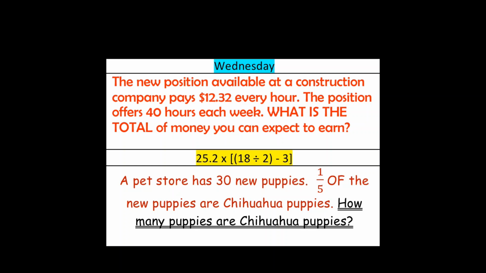The order of operations is 25.2 times bracket, parentheses 18 divided by 2, parentheses minus 3, bracket. The fraction says a pet store has 30 new puppies. That's a group of puppies, guys, and 1/5 of the new puppies are Chihuahua puppies. How many puppies are Chihuahua puppies? In order to find out how many, you gotta find what is the part of the group. Look back to your notes and to the things that we talked about in this video to find out how I find the amount of puppies if I know that 1/5 of the new puppies, 1/5 of 30 are Chihuahua puppies. What do I need to do?